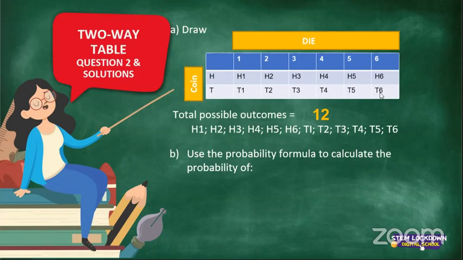So I'm still waiting for somebody to tell me what is the formula to calculate probability. I mentioned it at the start of the lesson, so I want to see who paid attention this week. What is the formula we use to calculate probability? Anybody?